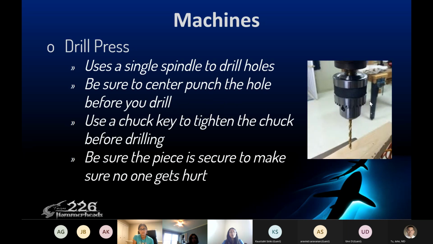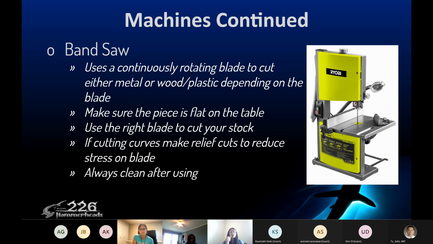Alright, machines. So a drill press acts as a drill, but it's more precise. You work it by turning it on and having it turn really fast, and then lowering the drill bit into the piece you're trying to drill. When you're using a drill press, there are a couple of things you should keep in mind. You need to make sure you center punch the hole before you drill. We talked about center punching yesterday, but just as a reminder, you basically use it to indent into a piece of metal to prevent your drill from moving around. And you also want to make sure that your piece is secure so that no one gets hurt while using the drill press.